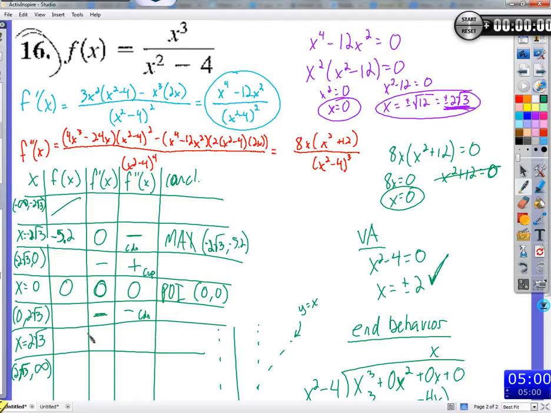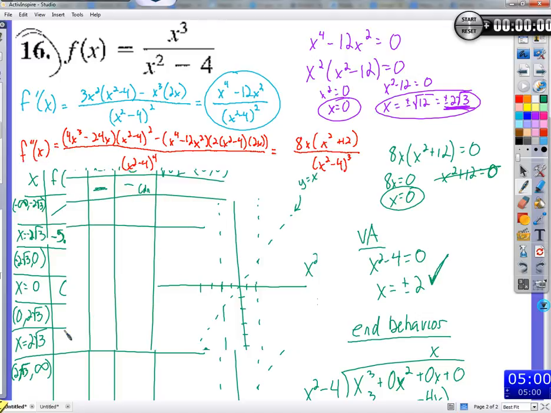If you wanted to have all the information in the table and not have to keep in mind that we have vertical asymptotes at plus and minus 2, you could also include plus and minus 2 in your table, but that's up to you. That would just be a lot more to have in the table.